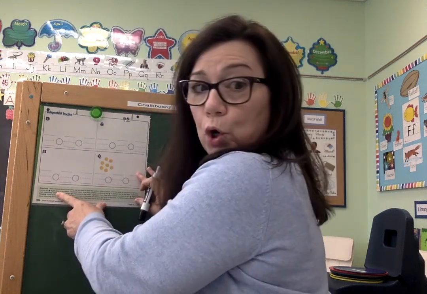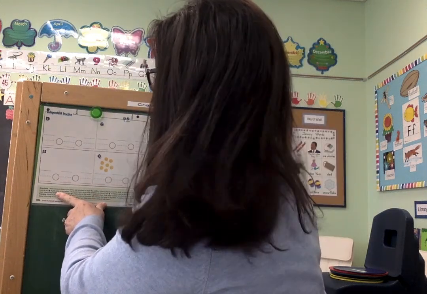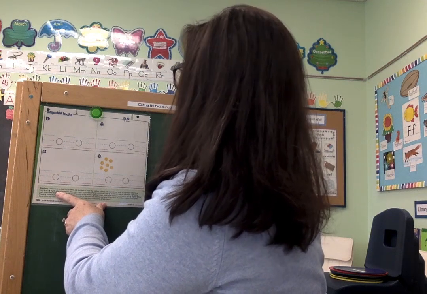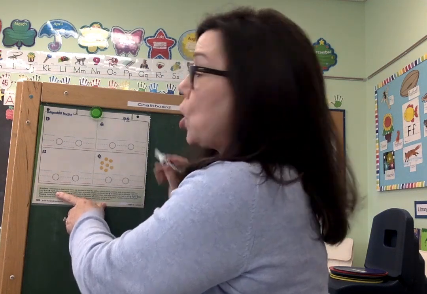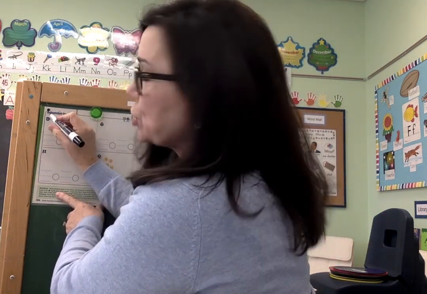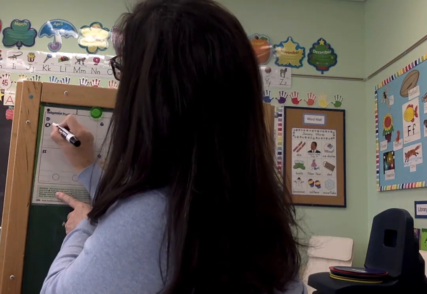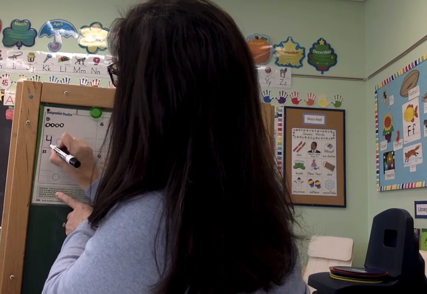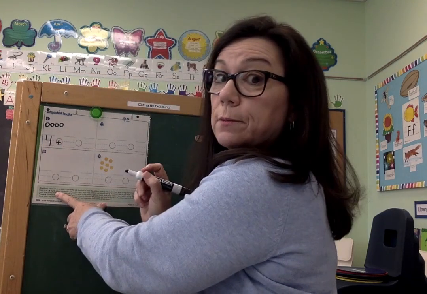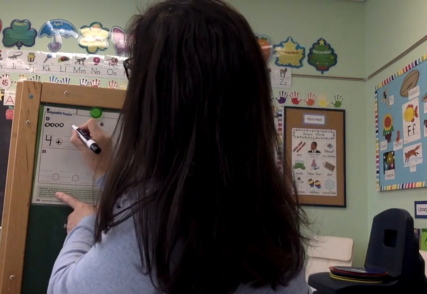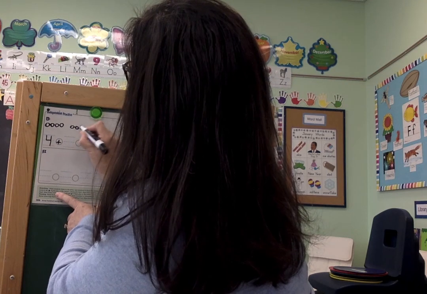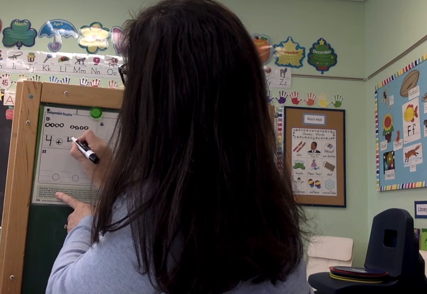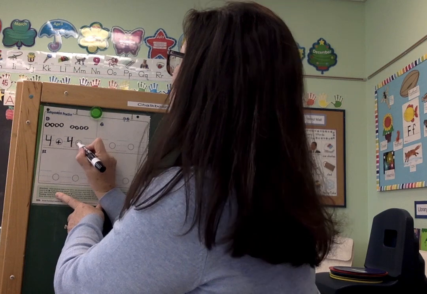Okay, we're on number 6. It says 4 girls play at the beach and 4 boys join them. How many children in all? So, go with what you know. 4 girls. 1, 2, 3, 4. Write the number 4. Put your plus sign. How many boys join them? 4 more. Let's do 4. 1, 2, 3, 4. So we've got 4 plus 4 equals.